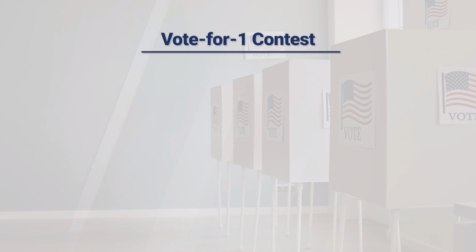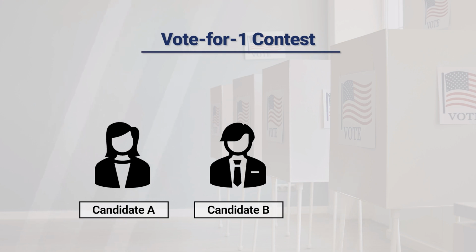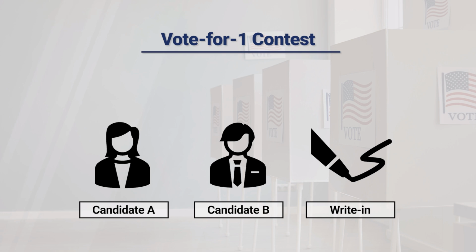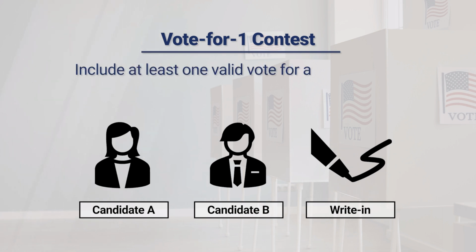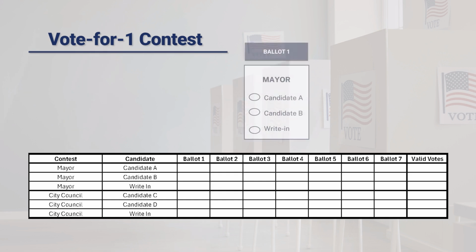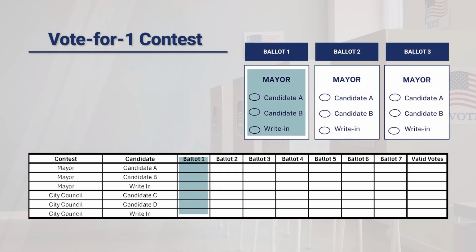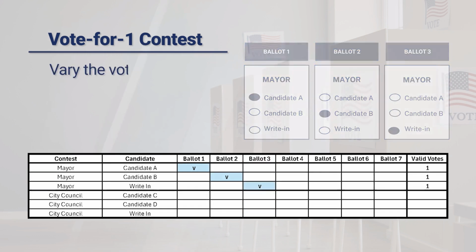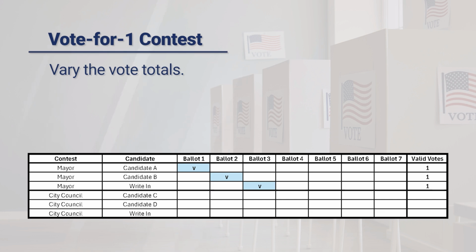Imagine you are creating a vote pattern for a vote for one contest with 2 candidates, A and B, along with one write-in option. Include at least one valid vote for all candidates. You will need 3 ballots to start with. Ballot 1, Candidate A, vote. Ballot 2, Candidate B, vote. Ballot 3, write-in, vote.